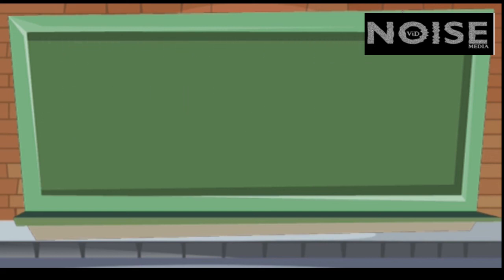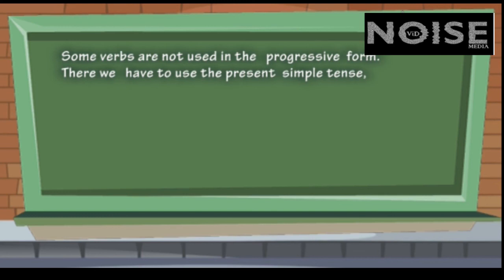Some verbs are not used in the progressive form. There we have to use the present simple tense. This is important. You must keep in mind English is a different language. It's not like Urdu. You can't use any verb in ing form you like. You must develop the sense of using these verbs. For example, you cannot say, I'm hating this, or I'm preferring this, or I'm realizing this, or I'm remembering this. That's something bad. You must use present simple tense there.